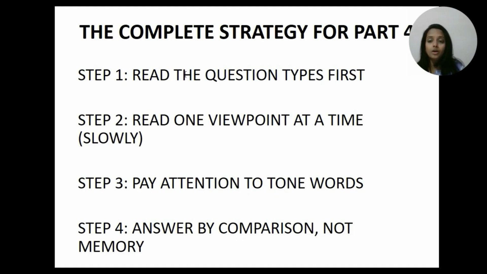And step 3, pay attention to tone words. Words like however, although, concerned, optimistic, skeptical, cautious. These words change the answer, right? CELPIP uses tone more than vocabulary difficulty here. You have to pay attention to all these types of words. And step 4, answer by comparison, not memory. Yes. Never answer, I think person B said something like this.